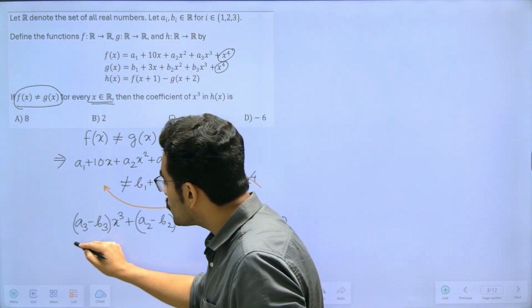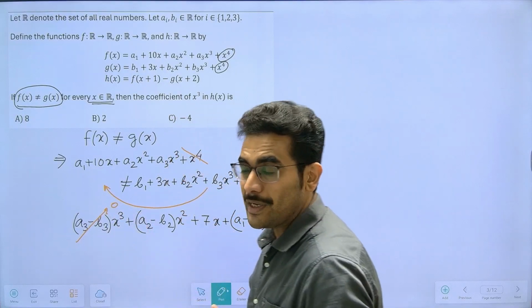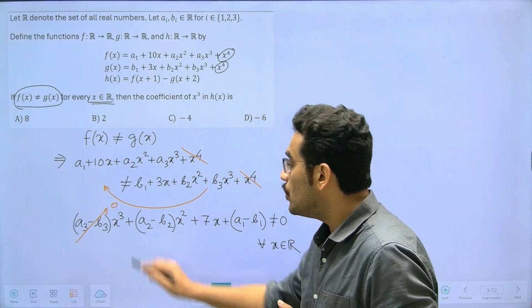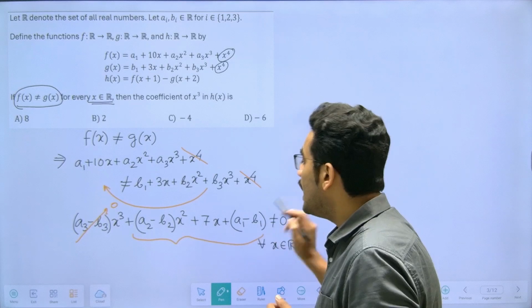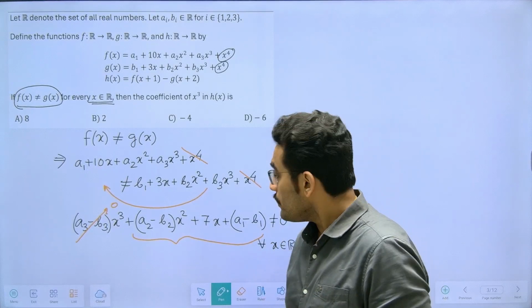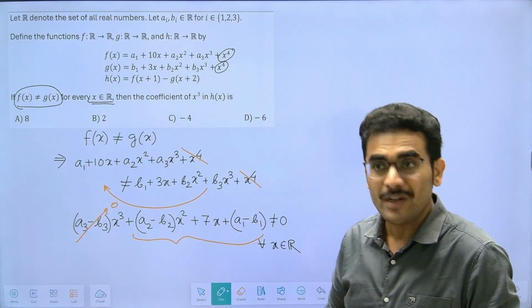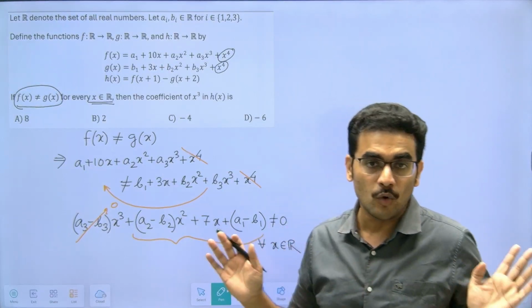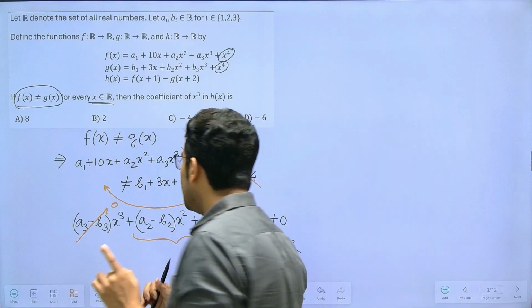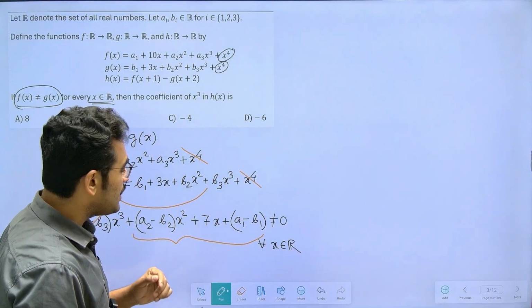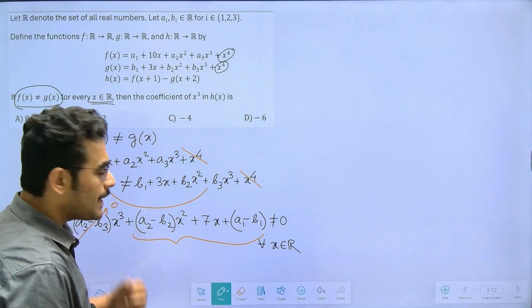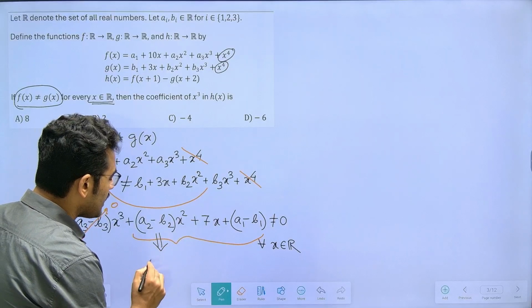So that means this coefficient must be equal to 0. Then it will become a quadratic polynomial. A quadratic polynomial may not have any real root, that we know. If the discriminant is less than 0, there are no real roots, so that is possible. So it must be a quadratic polynomial. You see that a2 and b2 must be unequal. So we can add that condition also.